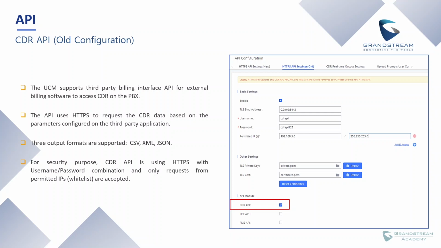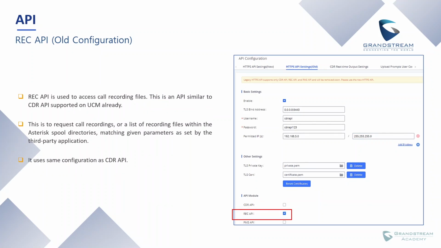UCM 6000 models support a CDR API interface to interact with third-party external billing software and collect recording detail files from the PBX. The API uses HTTPS requests to retrieve the CDR data and call recording data matching given parameters as configured on the third-party application. For the output, three formats are supported: CSV, XML, and JSON, and each one of these formats has output fields that indicate information about the CDR record.